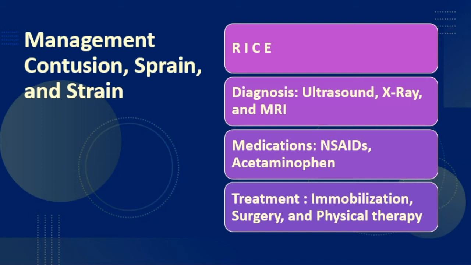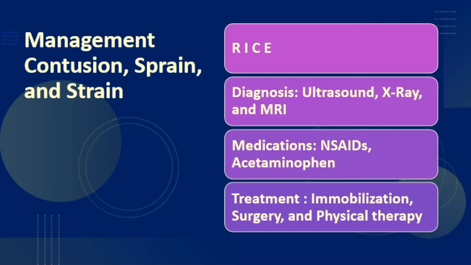The diagnostic tests for this would involve the use of ultrasound, X-ray, and MRI. Now class, sorry, ultrasound and X-ray are not actually intended to diagnose your contusion, sprain, and strain. For example, your X-ray would be able to diagnose a fracture. So in injuries like this, your X-ray is used to rule out the presence of a fracture. Your ultrasound, class, will be able to detect the presence of fluids.